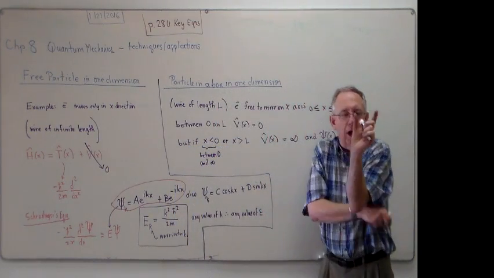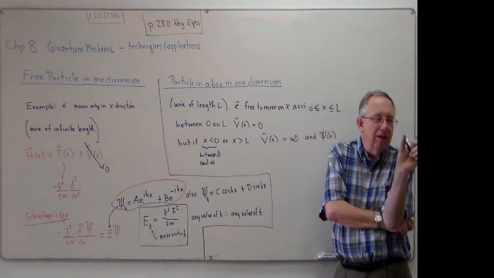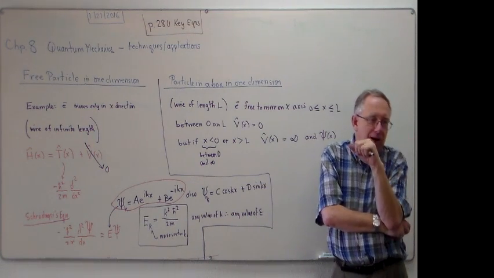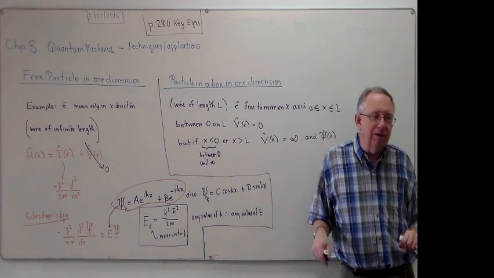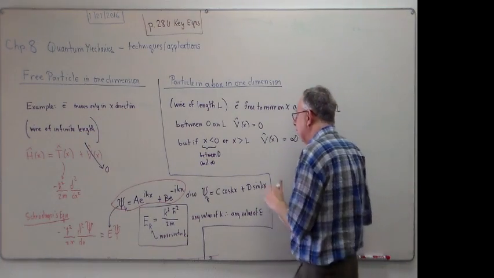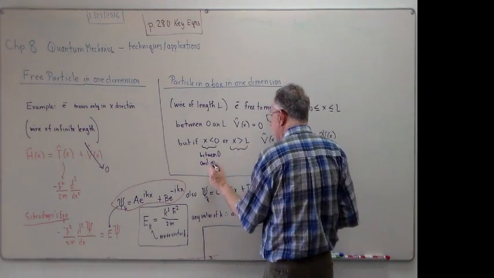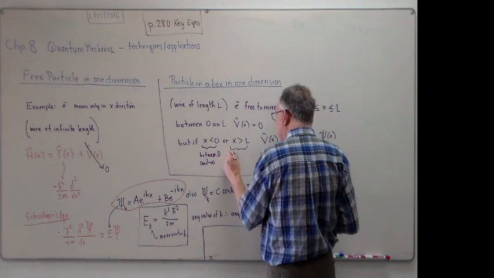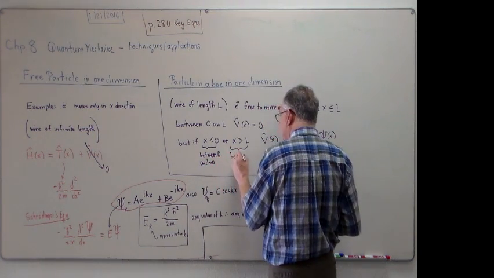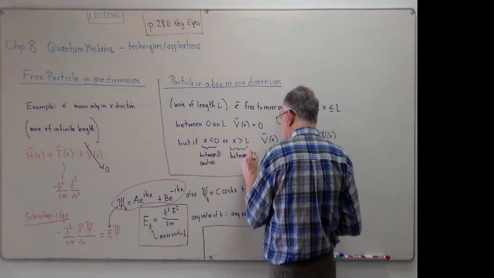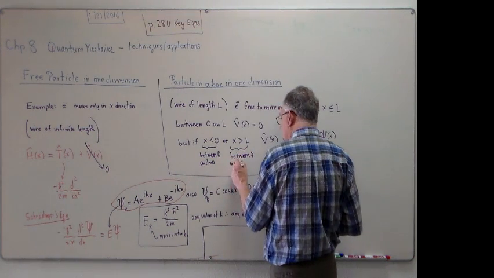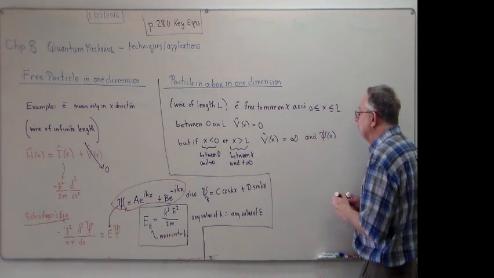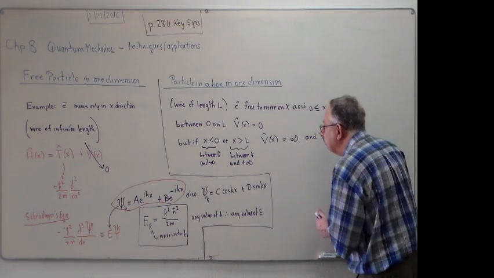I'm saying we have a length of wire, L. It starts at 0, ends at L. The electron can freely move on that wire, but it can't jump off the wire. And this is between 0 and minus infinity for x less than 0, and between L and plus infinity on this side.